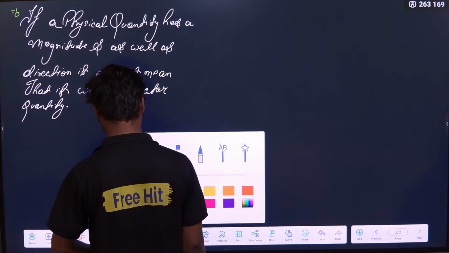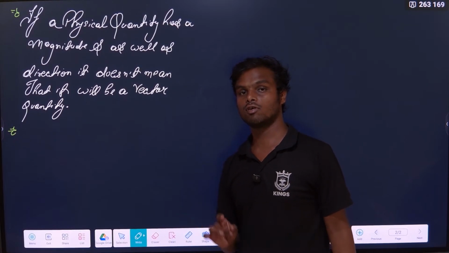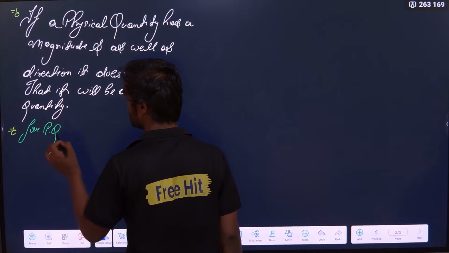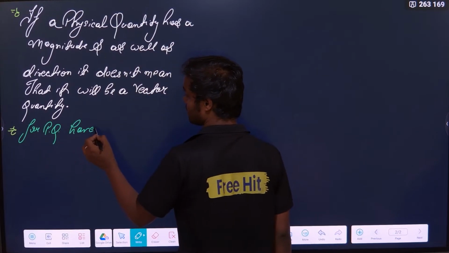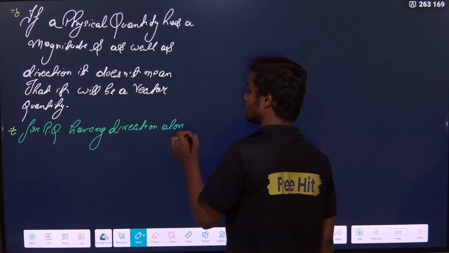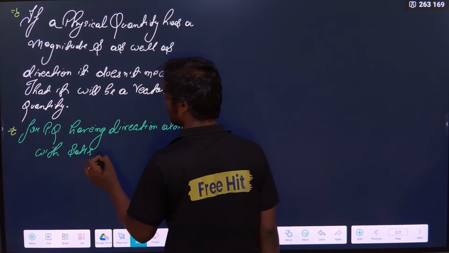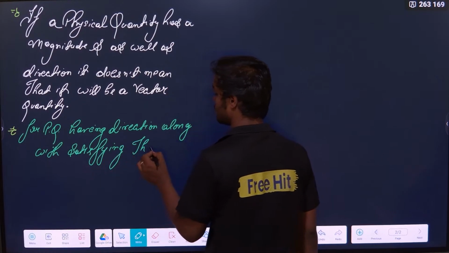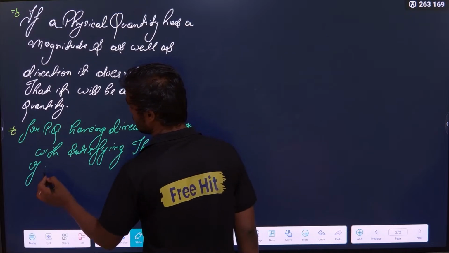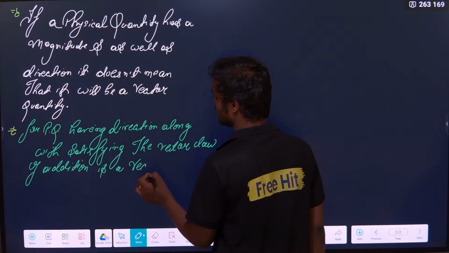Second important point is that for any physical quantity to become a vector quantity, it should follow the triangle law, the vector law of addition. Okay, a physical quantity, that means PQ, physical quantity having direction along with satisfying the vector law of addition is a vector quantity. That is called a vector quantity.